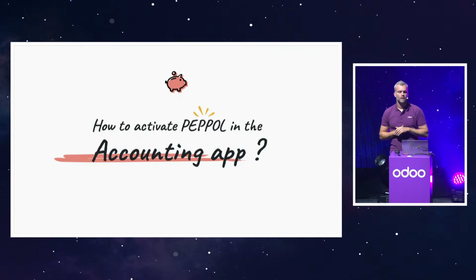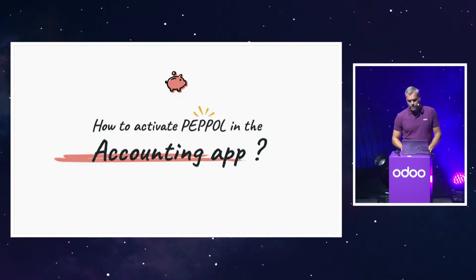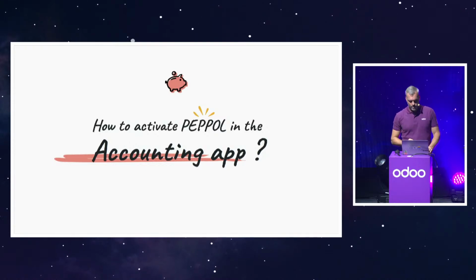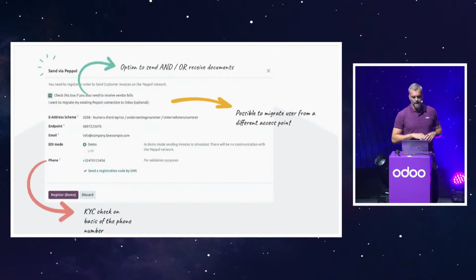So now, obviously, so I have that in my own database. How did I activate it? Well, I have to activate the option in the accounting application because by default, it's not activated. Once it's done, I'm going to see the screen.